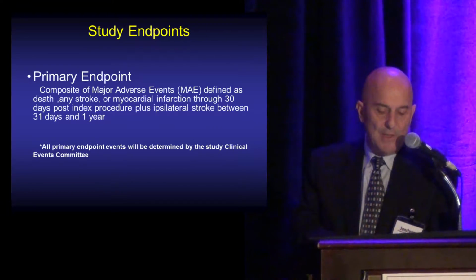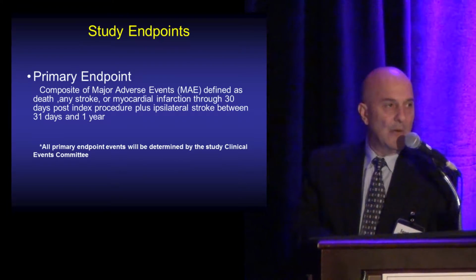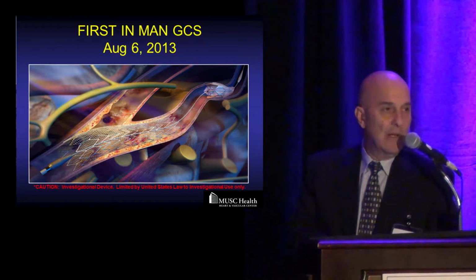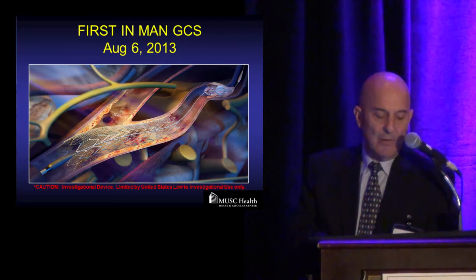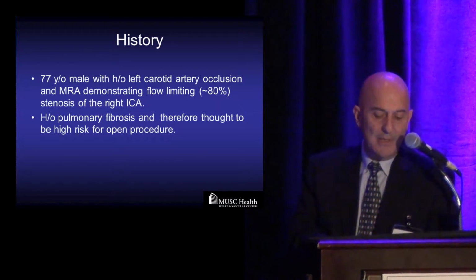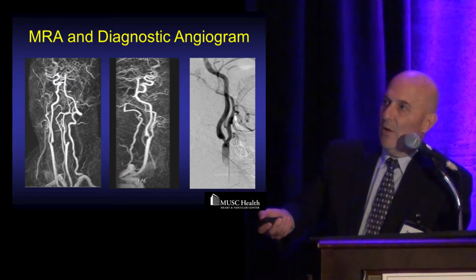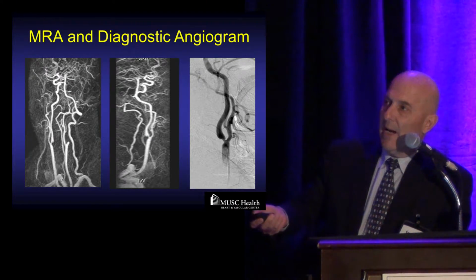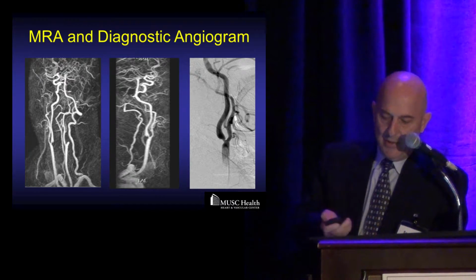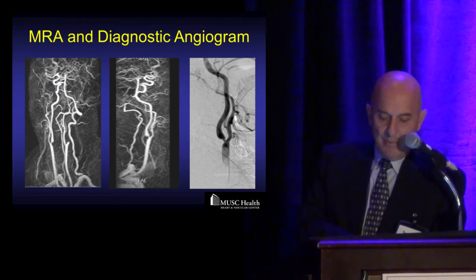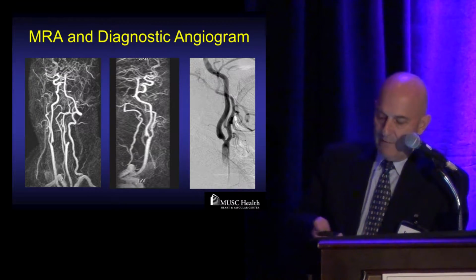The first case was done here at the Medical University of South Carolina back in August 2013. He was a 77-year-old patient that had contralateral internal carotid artery occlusion and had a high-grade stenosis on this side. As you can see, occlusion of the left side internal carotid artery, high grade on the right, and you see the angiogram before and during the procedure, and the final angiogram after that.